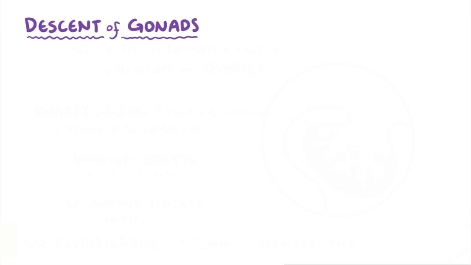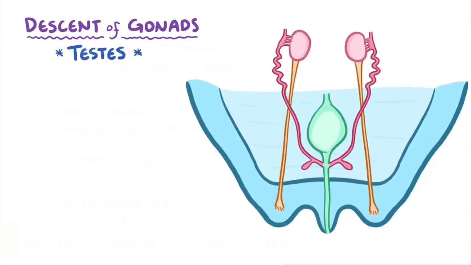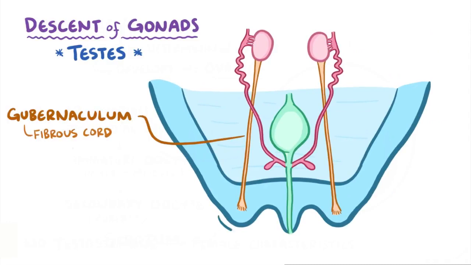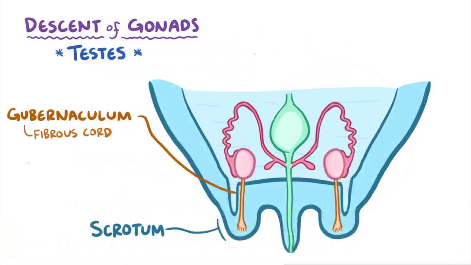Finally, there's one more step in the development of the reproductive system. The gonads have to descend to their adult positions, in both males and females. Starting with males, the testes initially develop near the anterior abdominal wall, but they're anchored by the gubernaculum, which is a fibrous cord that attaches to the bottom of the scrotum, and also has a really awesome name. The gubernaculum starts to shorten, pulling the testes down towards the scrotum through the inguinal canal.